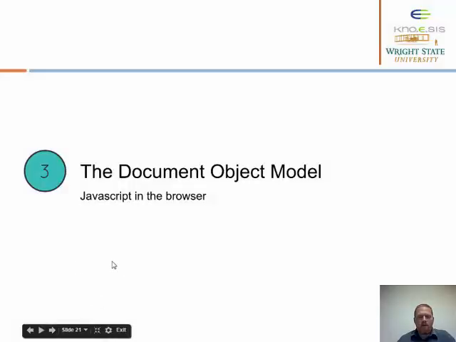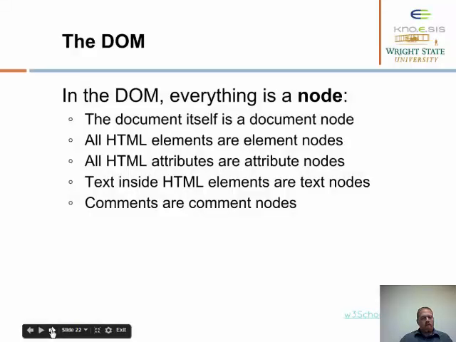All right, we're going to talk about the DOM now, and that's accessing the HTML elements that we've been working with. In the DOM, everything is a node. So the document is a node, all of the elements, all the attributes, all the text, and even comments are all nodes.